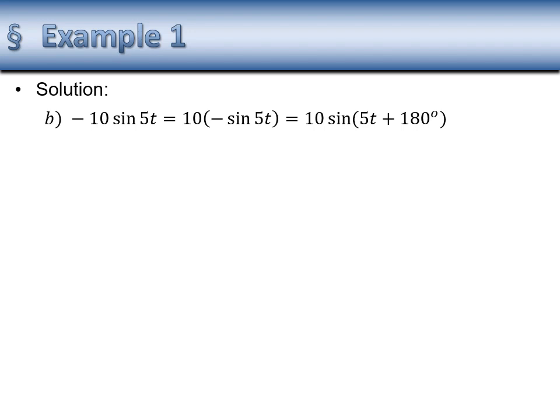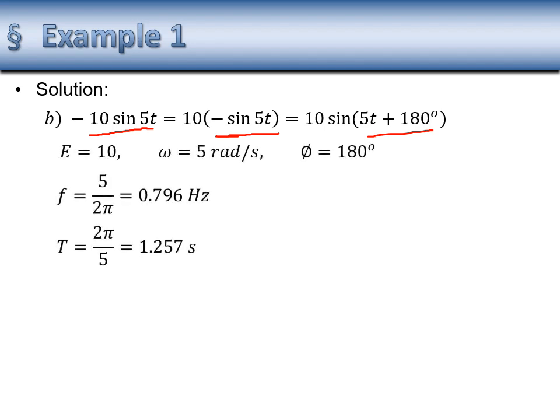For the second example, we have here a negative 10 sine 5t, and we can rearrange that to make it appear like this. Take note that we can make the negative disappear by applying either a plus or a minus 180 degrees. So in that case, we have the following: the amplitude is 10, omega is 5, and the phase angle is 180 degrees. For frequency, we will get this, and for the period, we will get this one.